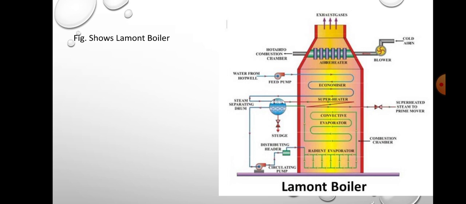Firstly, the atmospheric air is sucked inside the blower and passes through the air preheater, where the waste flue gases flowing outside the combustion chamber are used for preheating the air. That preheated air is supplied to the combustion chamber, where the flue gases produced help the combustion of the coal.